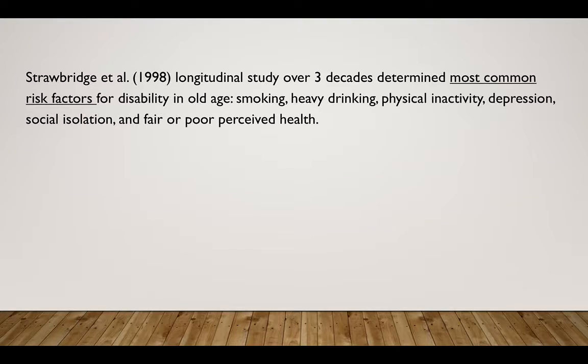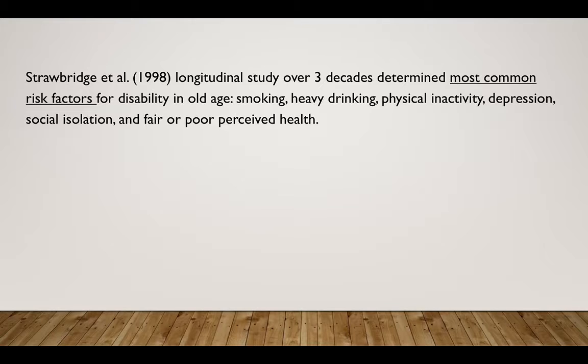So what leads to disability? In a long-term study over 3 decades by Strawbridge and his colleagues, there were certain common risk factors that were determined to be most significant for disability in old age. These include smoking, heavy drinking, physical inactivity, depression, social isolation, and fair or poor perceived health. So these are risk factors for disability in old age.